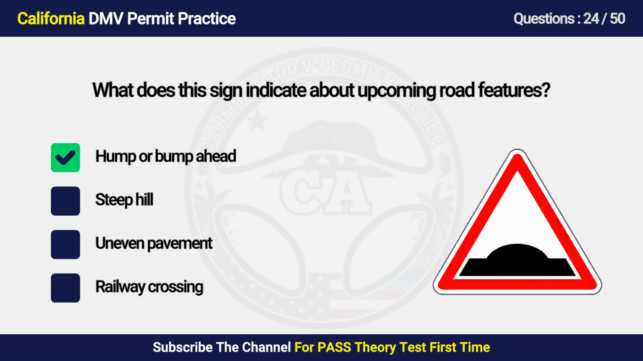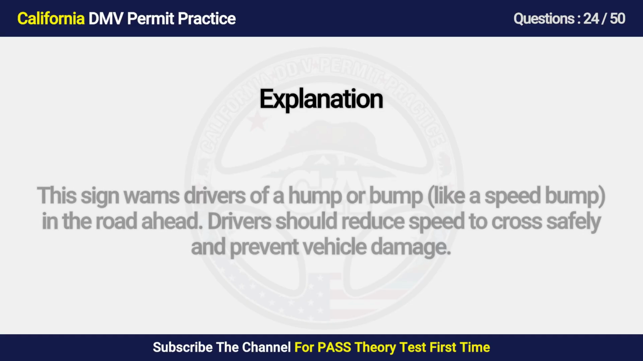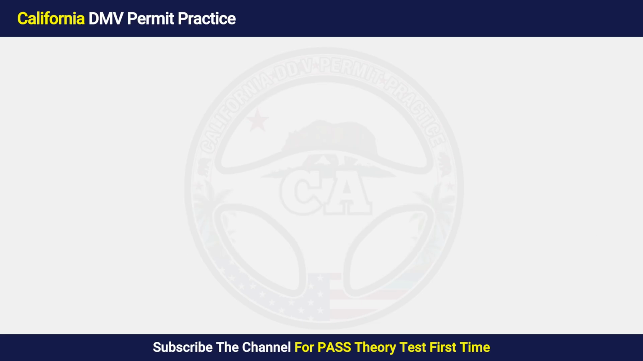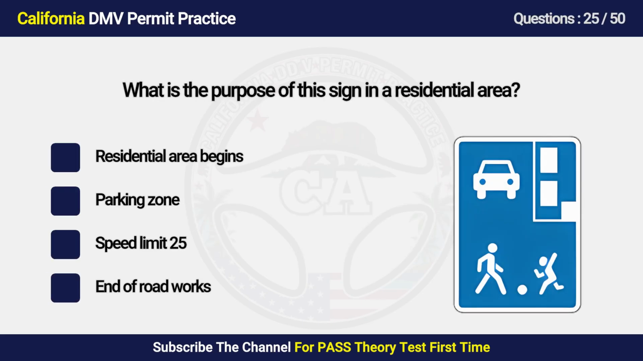Answer is A. Hump or bump ahead. This sign warns drivers of a hump or bump, like a speed bump, in the road ahead. Drivers should reduce speed to cross safely and prevent vehicle damage. Question 25. What is the purpose of this sign in a residential area?